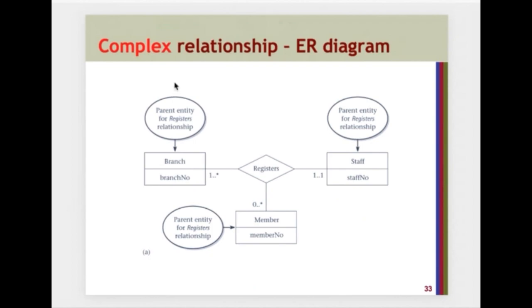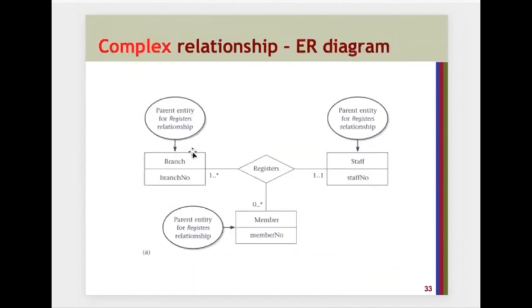Okay, next is how do we map our complex relationship? Any relationship which represents more than two entities, that is complex. In this case, it is three entities, and so we will call it a complex relationship. In all complex relationships, there will always be one table created for the relationship. How many entities do we have here? Three. Three entities are here, and so three tables will be created for them. One table for branch, one table for staff, and one for member. And in a complex relationship, we will create another table to represent the relationship.